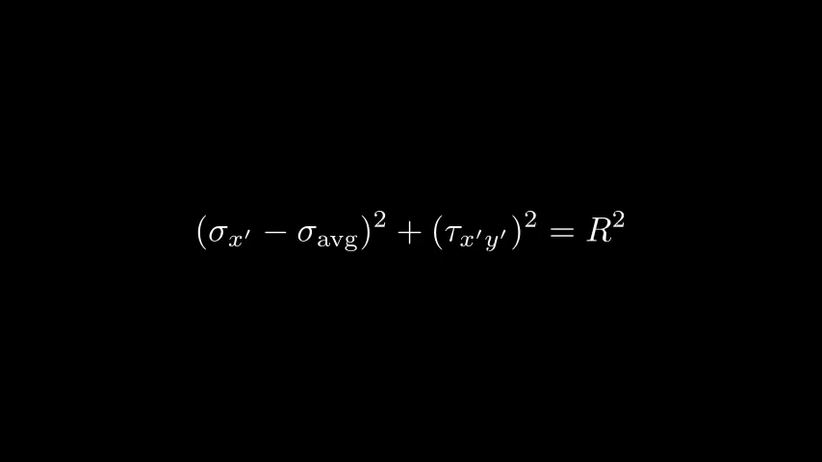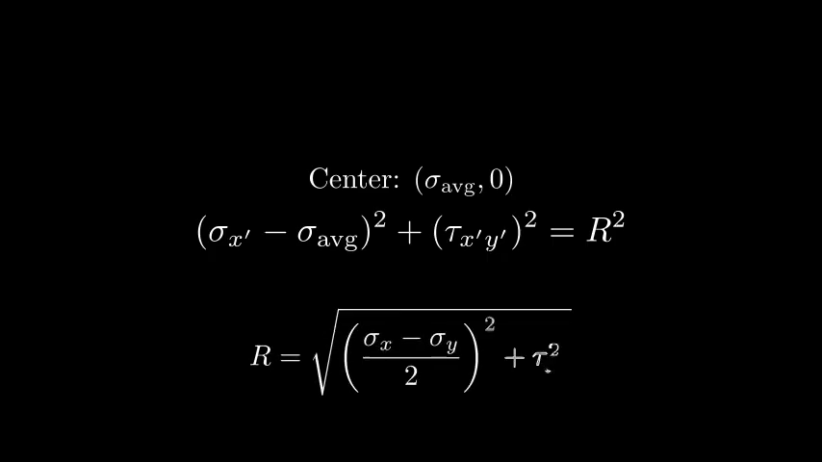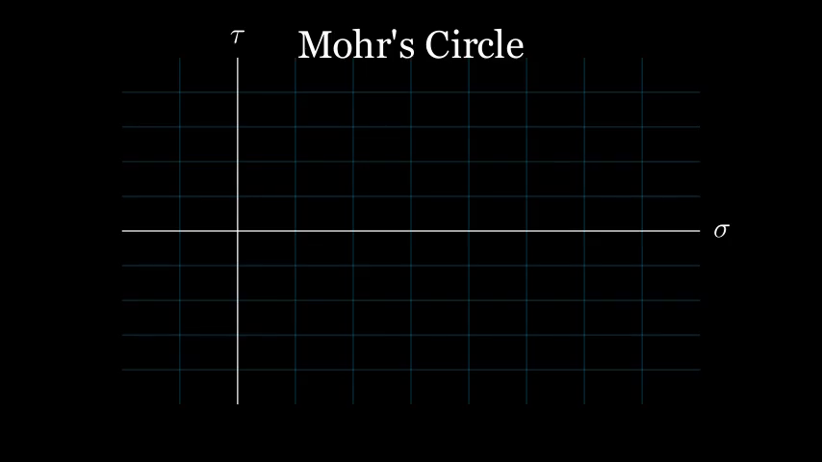This might look familiar. It's the equation of a circle. The coordinates are our transformed stresses. The center is at sigma average, and the radius r is determined by the initial stresses. This beautiful result is called Mohr's circle. It's a graphical representation of how stress transforms.